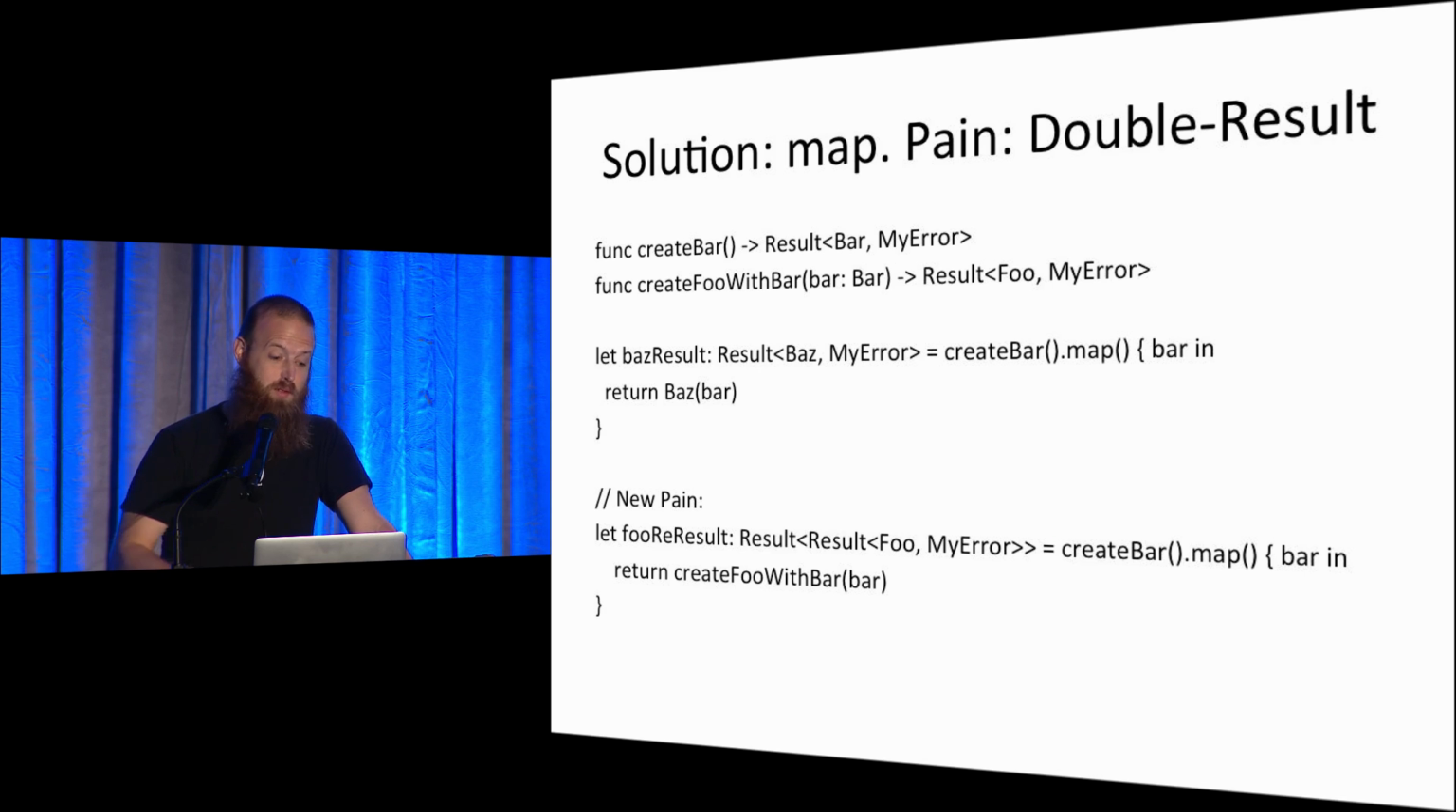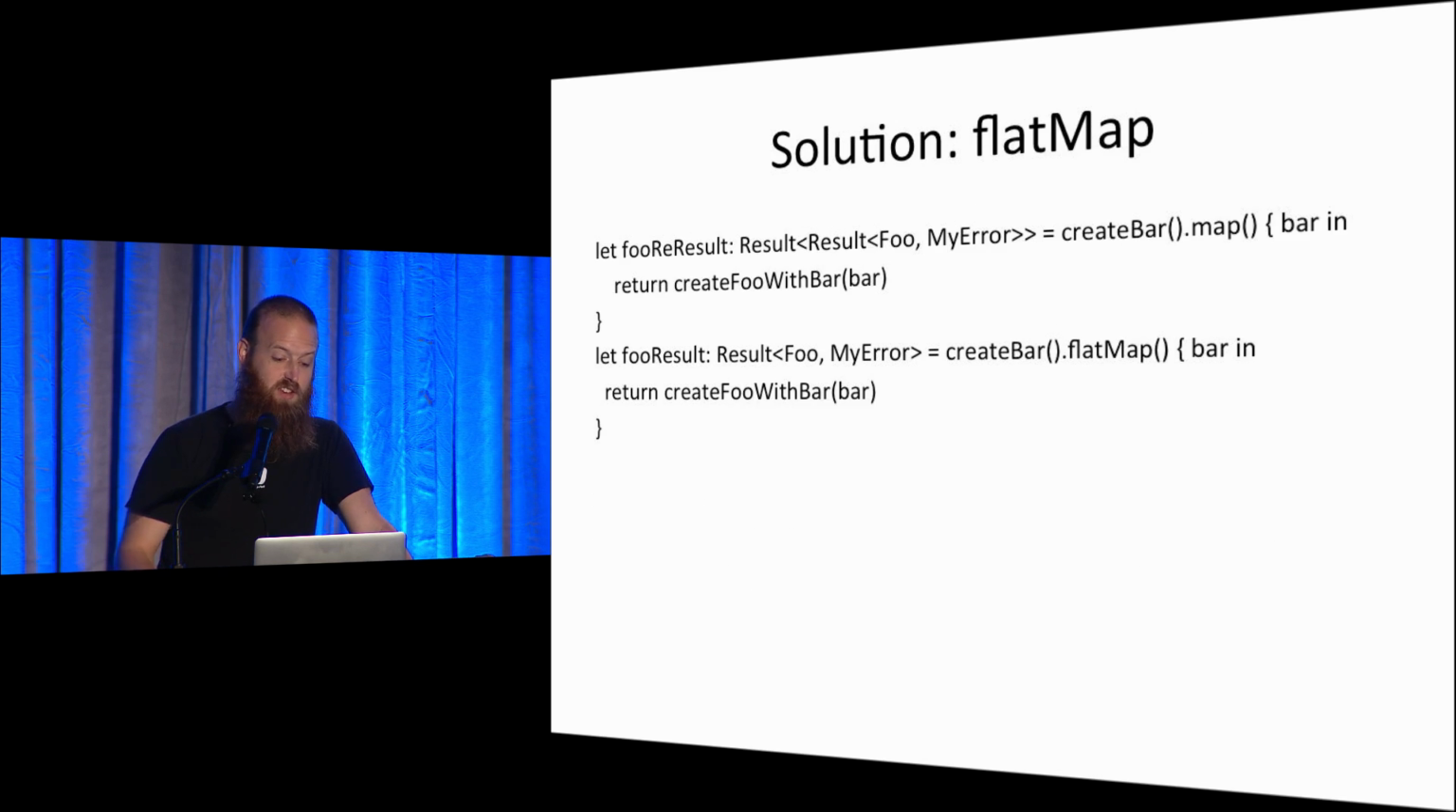And again, allow your team to feel this pain, because then you can present them with another solution, which is flatMap. And flatMap is a means of collapsing these nested results together into a single coherent result, which is what you expect. So from the original createBar.map, we can call instead createBar.flatMap, which knows to utilize either the result from create foo with bar or return the error from create bar if bar failed.